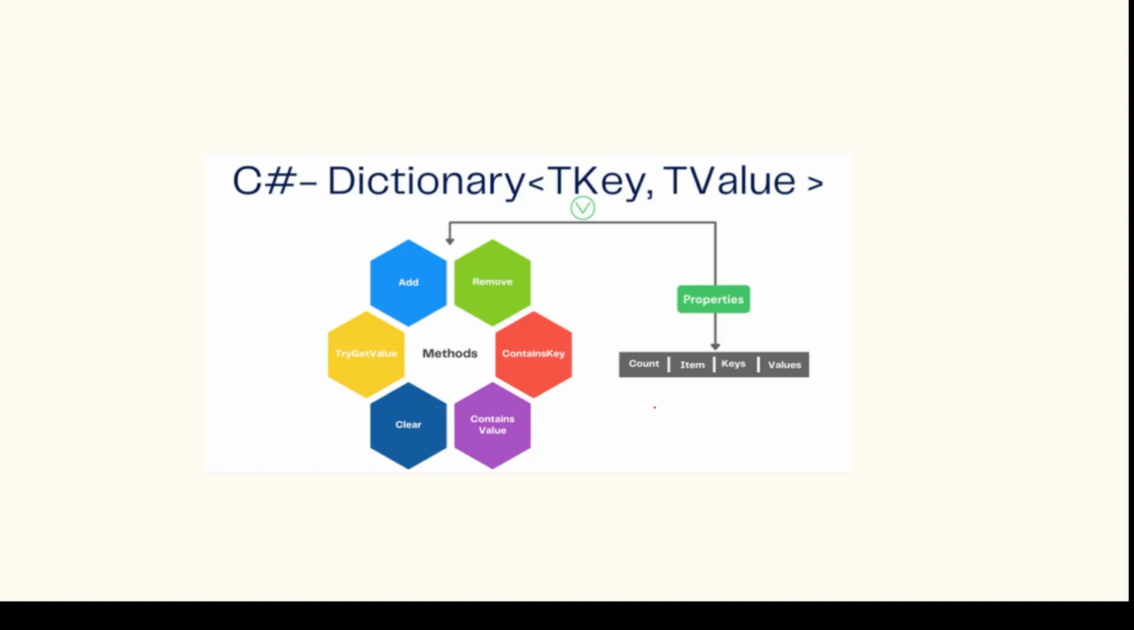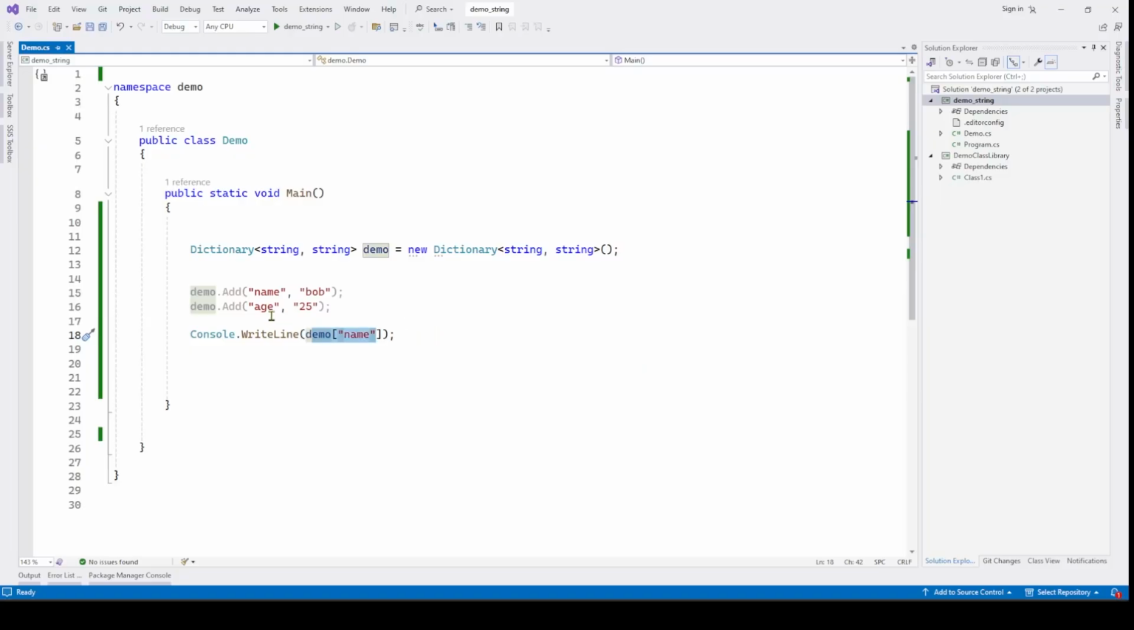Okay, so here are some of the important methods and properties that are available in a dictionary, which are Add, Remove, ContainsKey, ContainsValue, Clear, and TryGetValue. And the properties which are available are Count, Item, Keys, and Values. So let's see each method one by one. First, let's see the Add method. We have seen that the Add method is used to add a new key value pair in a dictionary. If you notice here, we have used the Add method to add a key value pair inside our dictionary.